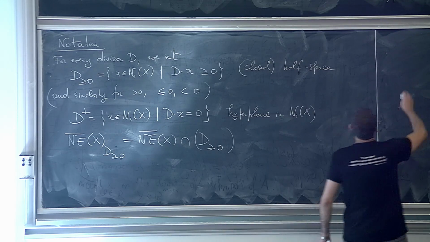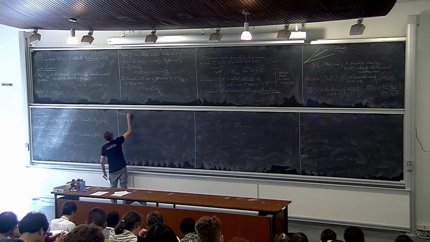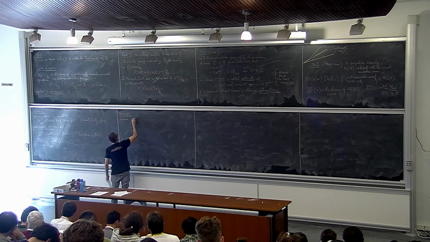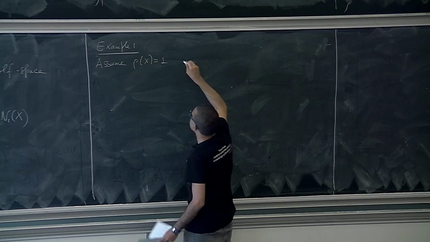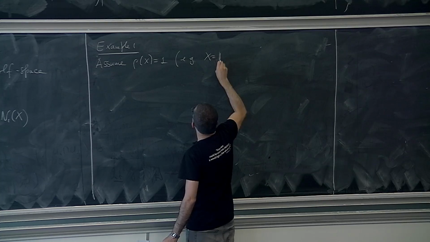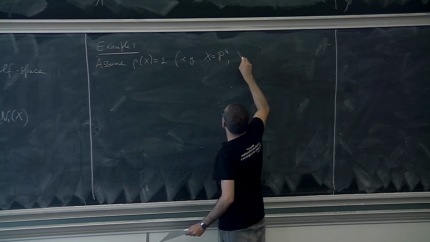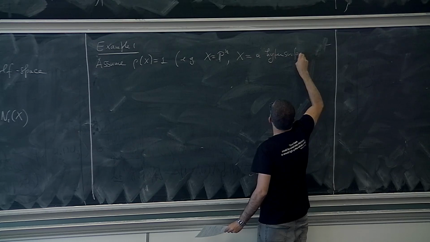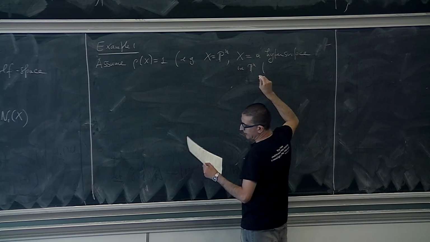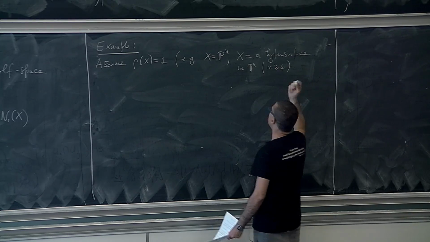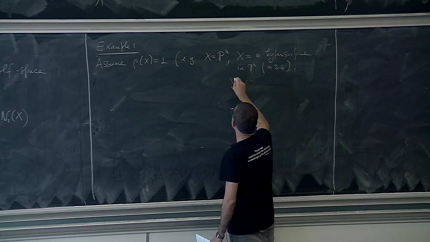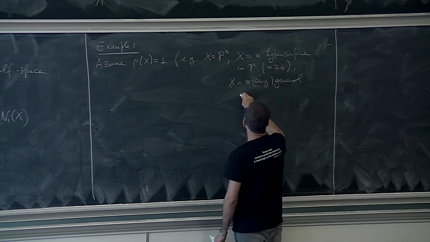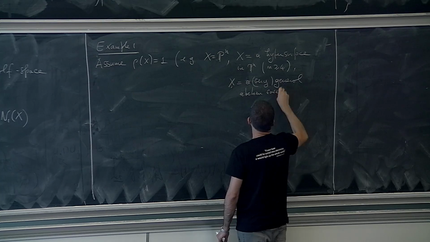Example 1. Assume the simplest situation, rho of X equal 1. For instance, X is P^n, or X is a hypersurface in P^n with n at least 4, or a very general surface in P3, or a very general abelian variety.